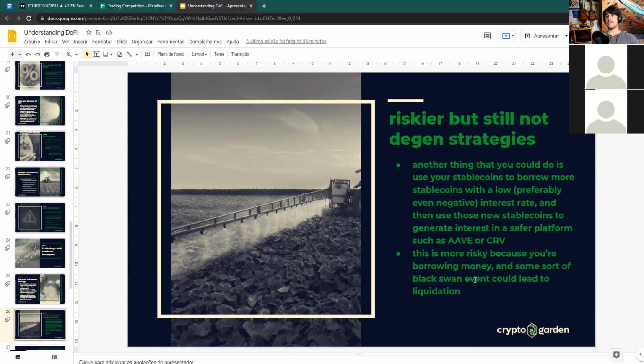Now, this is, again, more risky because you're borrowing money and black swan events could lead to your liquidation, but you're compounding the interest. You're kind of leveraging the interest yield, okay?